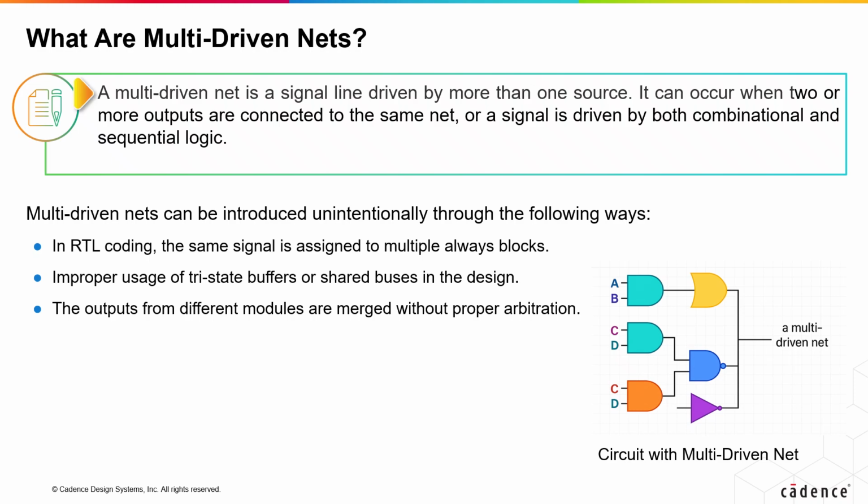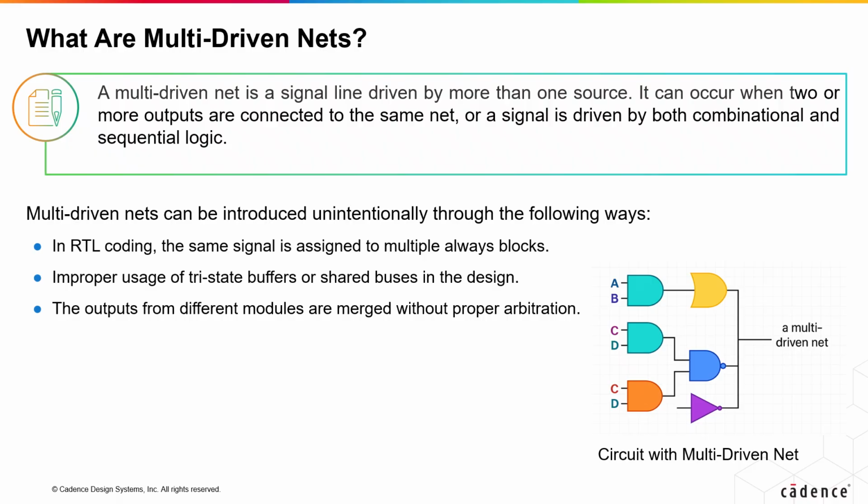A multi-driven net is a net that is driven by more than one source. For example, an output of two or more gates connected to the same net, or a net that is driven by both combinational and sequential cells. And multi-driven nets can be created in various ways during design.